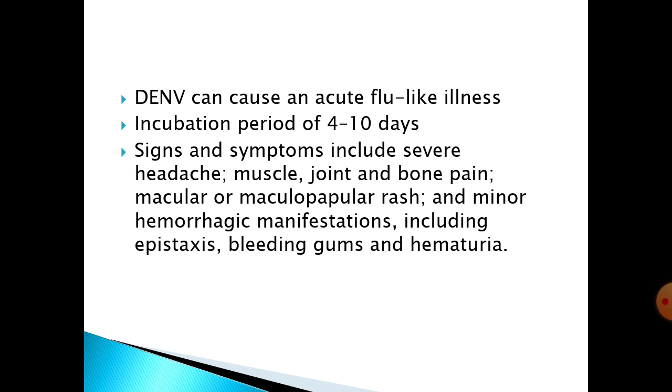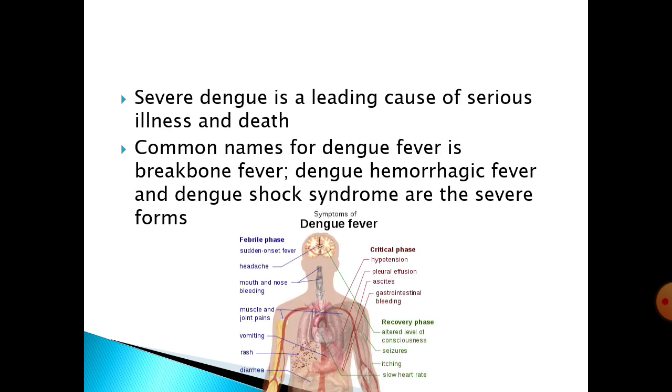Dengue virus can cause an acute flu-like illness, with an incubation period of 4 to 10 days. Signs and symptoms of dengue fever include severe headache, muscle, joint, and bone pain, macular or maculopapular rash, and minor hemorrhagic manifestations including epistaxis, bleeding gums, and hematuria. Severe dengue is a leading cause of serious illness and death. A common name for dengue fever is breakbone fever, and dengue hemorrhagic fever and dengue shock syndrome are the severe forms.